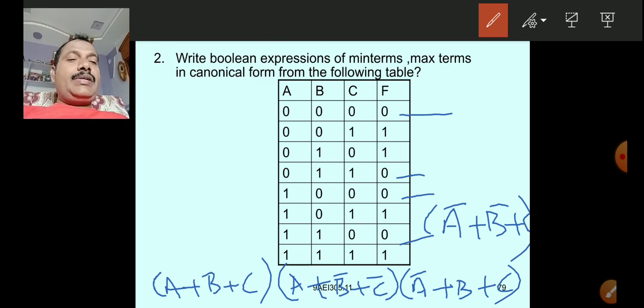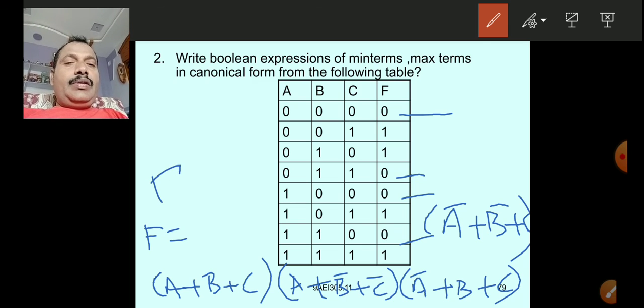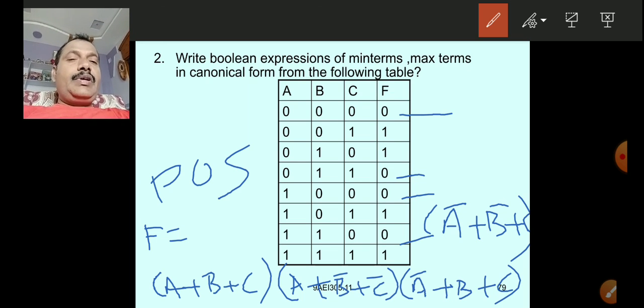So how many maxterms are there? 4 maxterms are available for this Boolean expression. So this is the method of writing a POS expression, F equals product of sums expression. This is the way of writing canonical standard forms of SOP and POS expressions if a truth table is given.